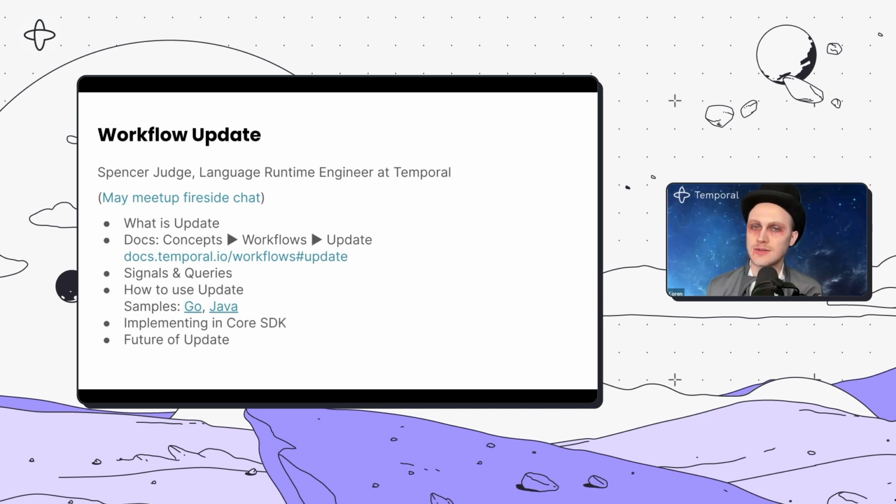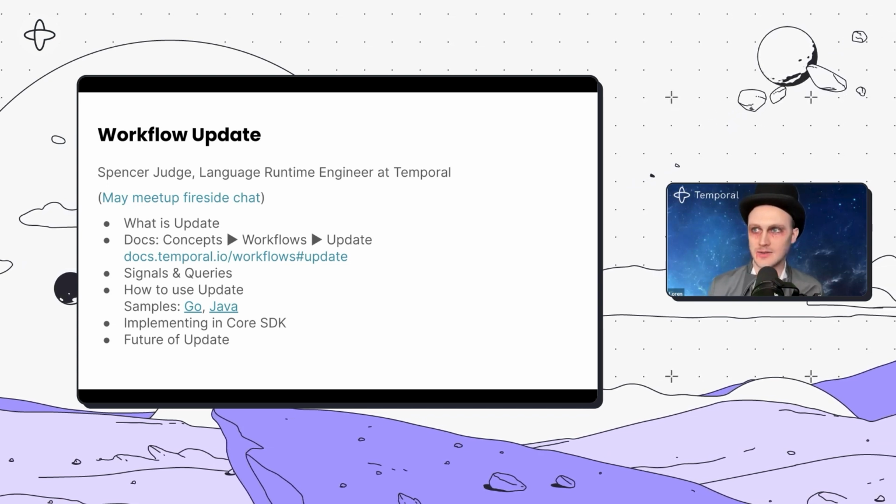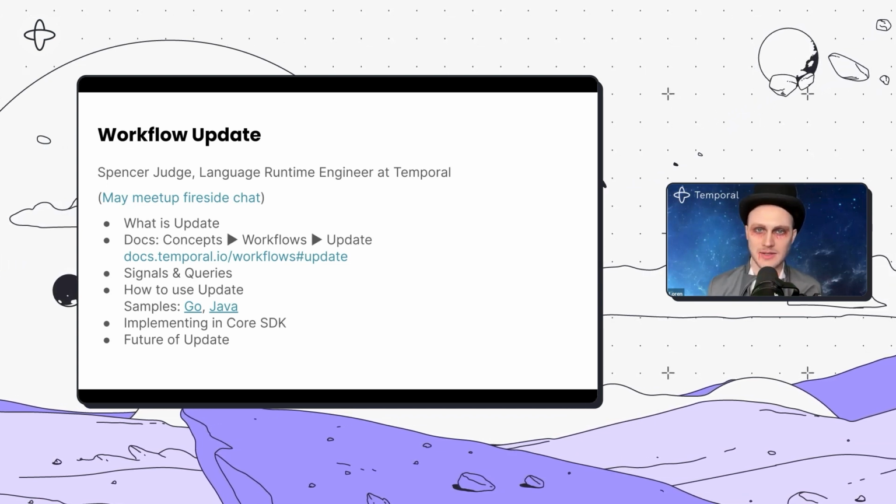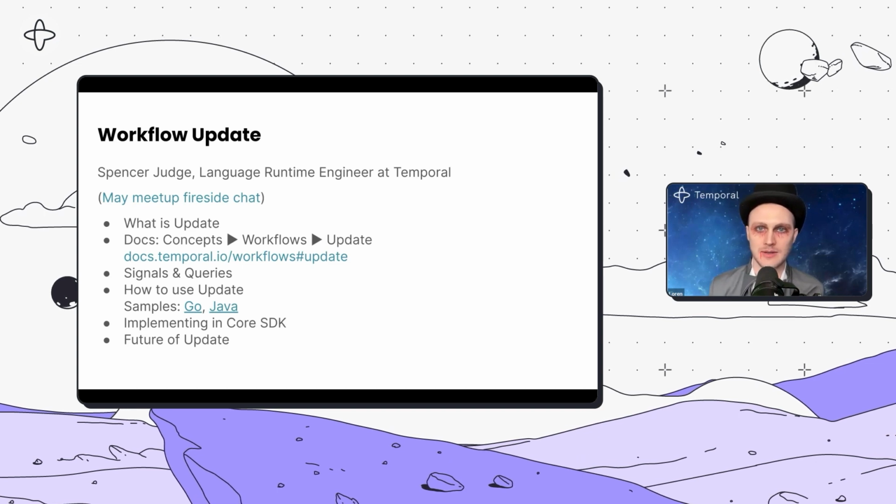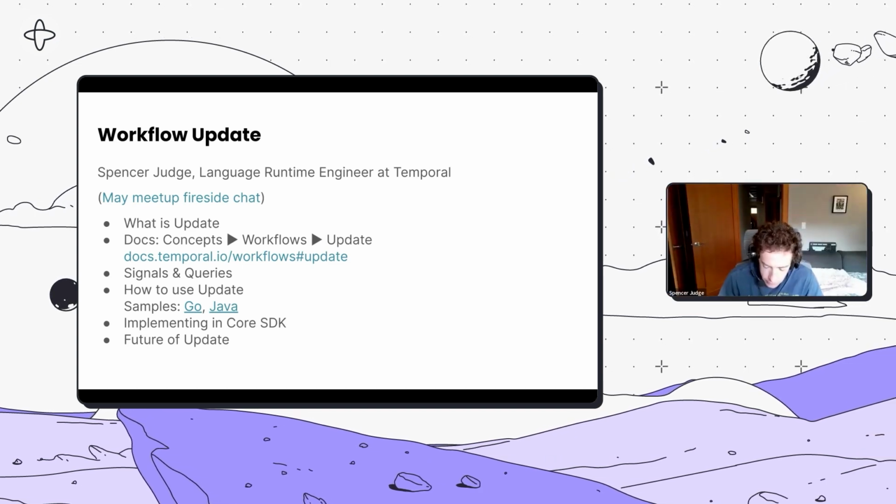So signals have signal-with-start. So I can signal a workflow execution that might not exist and it'll get started. Are we going to add update-with-start? Yeah, that's in the cards too, for sure.